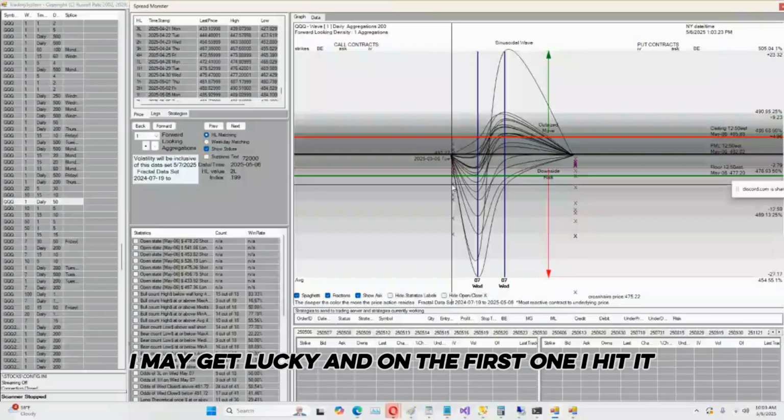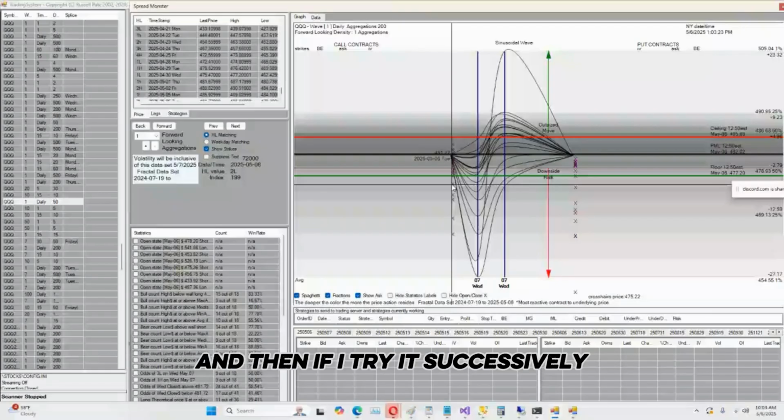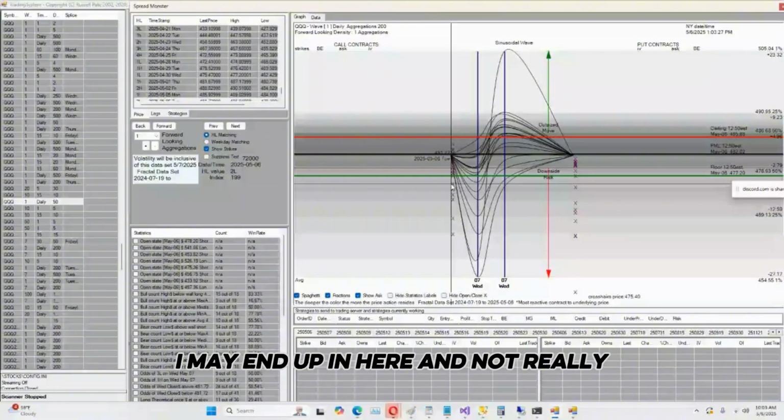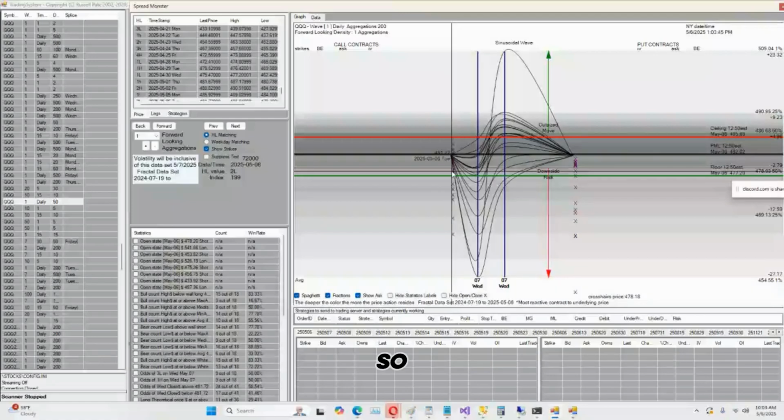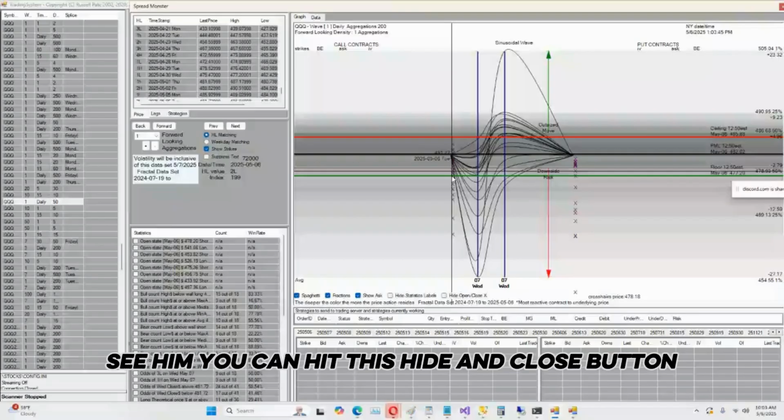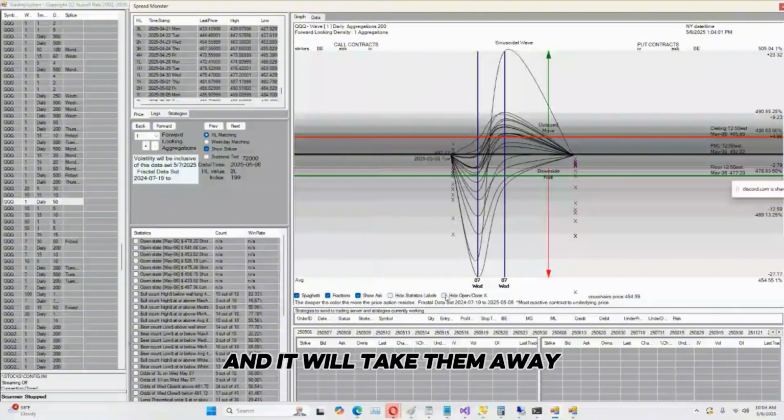I may get lucky, and on the first one I hit it. And then if I try it successively, I may end up in here and not really get beneath that set of clusters. So that's kind of how that works. And you can hit this hide and close button, and it will take them away.